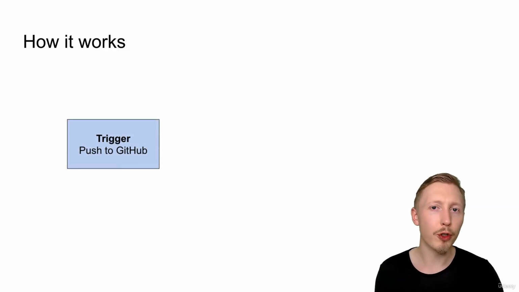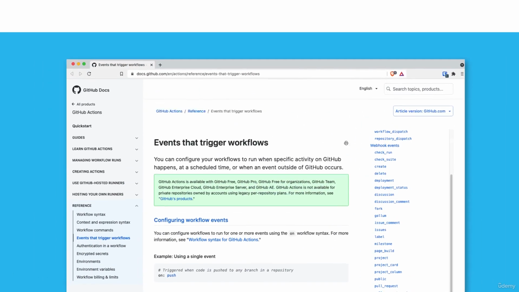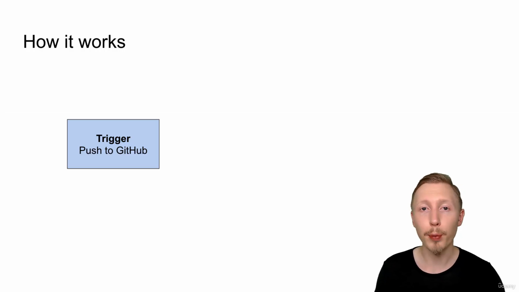So how does GitHub Actions work? Well, you start by setting up triggers. So triggers can be anything that happens to your project on GitHub. There are various different trigger options. They're all documented on the GitHub Actions website. The trigger that we're going to be using is whenever code is pushed to GitHub. So that is the push trigger.